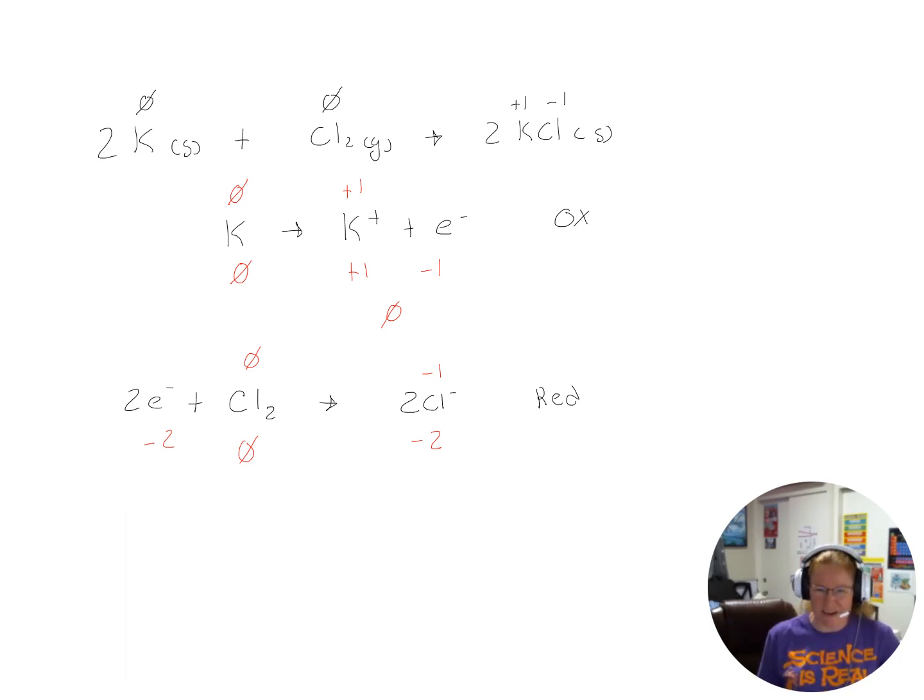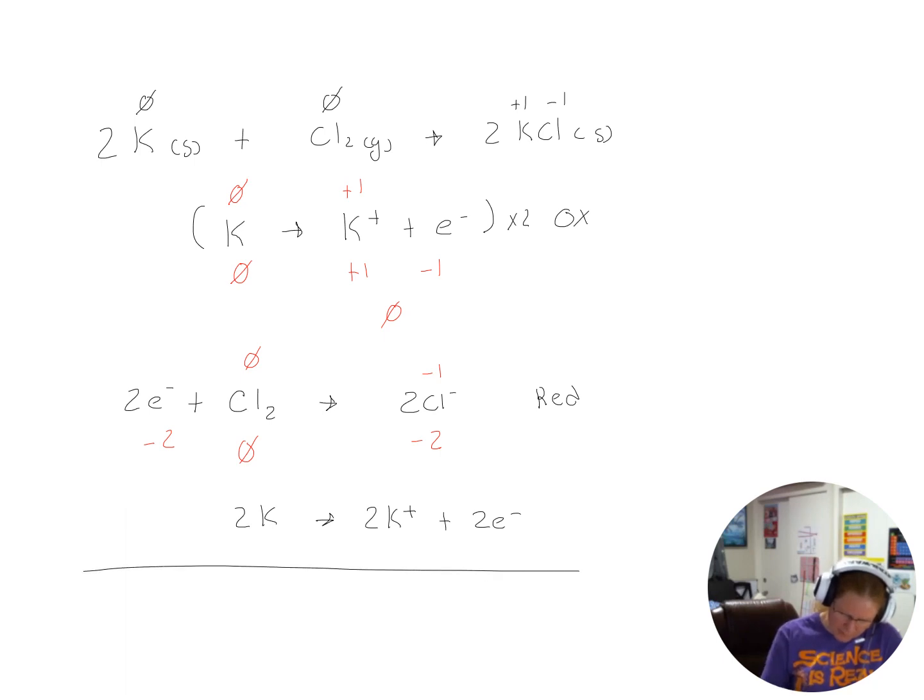Now, we have to make sure that the electrons cancel. So I have 2 electrons for my chlorine, but only 1 electron if I look at the potassium. So what I would have to do is multiply this whole thing by 2. Okay, so I'm going to put it down here. I'm going to get 2 potassium, I'm going to get 2 potassium ion, and I'm going to get 2 electrons. If I put it all together, my electrons cancel, and I'm going to get 2 potassium plus my chlorine gives me 2 potassium ion plus 2 chloride ion.